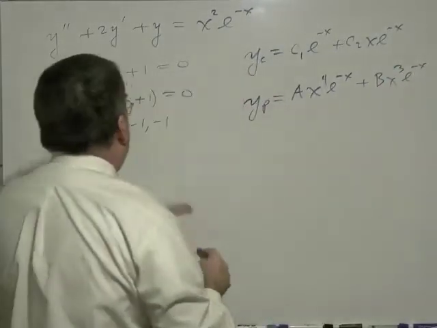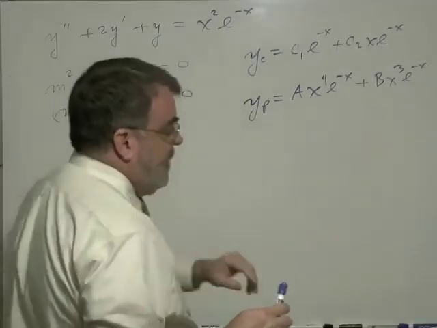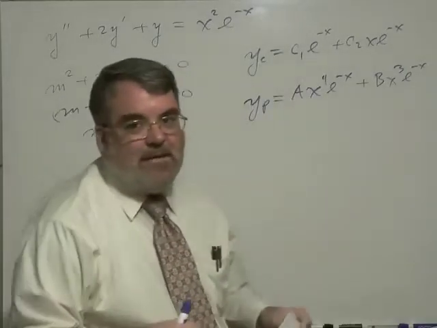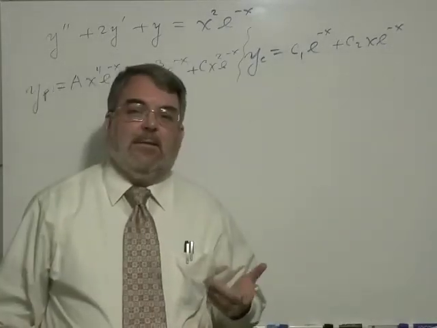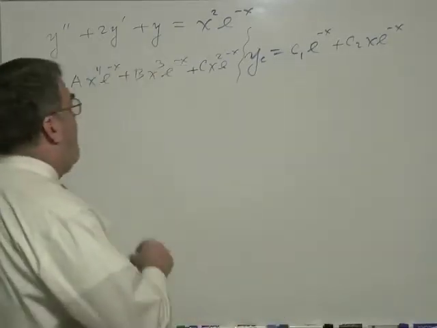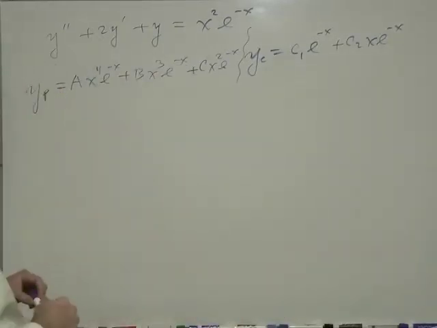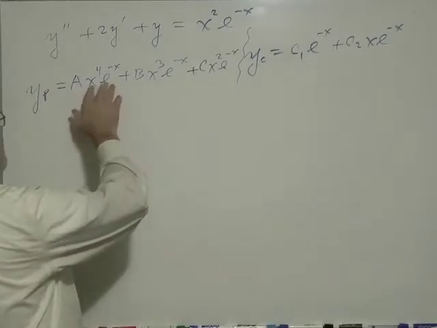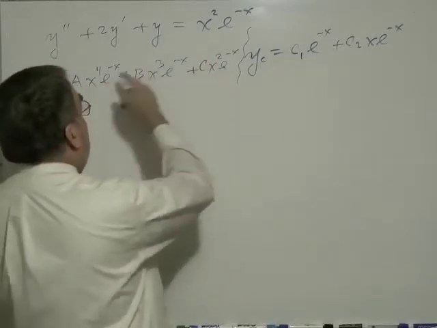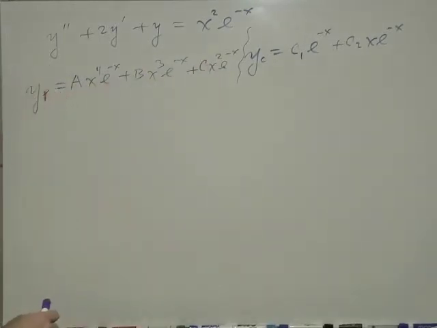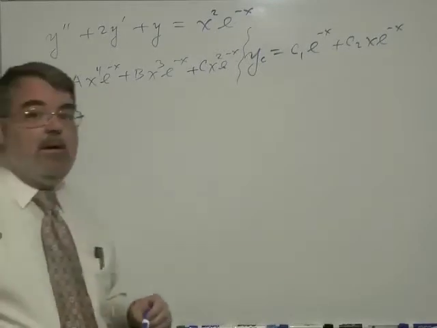So let me erase this. I'm going to rewrite y particular. I'm going to talk a little bit more about that. I think I might have misspoke here. Our particular solution is going to end up being ax to the 4th plus bx cubed plus cx squared, all times e to the minus x. So let me elaborate on this.